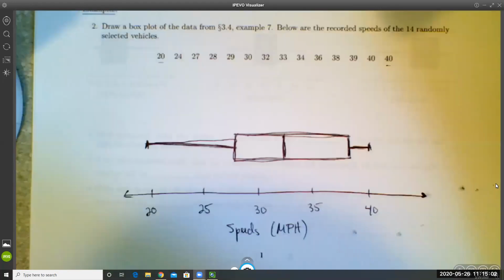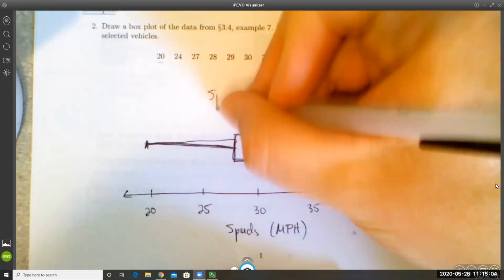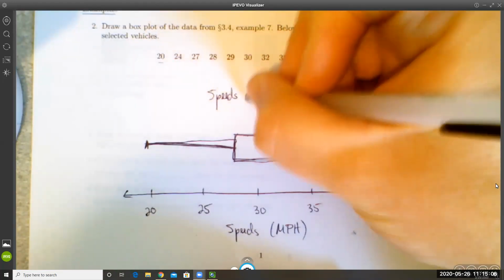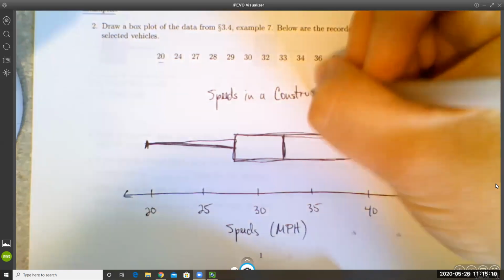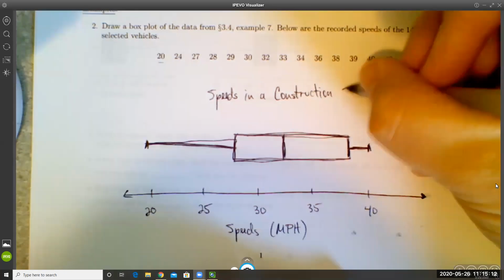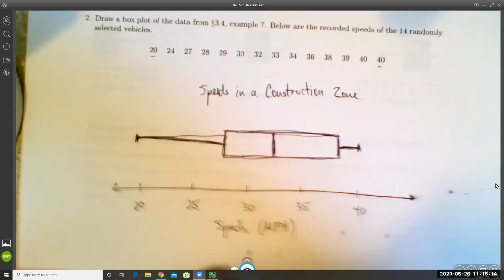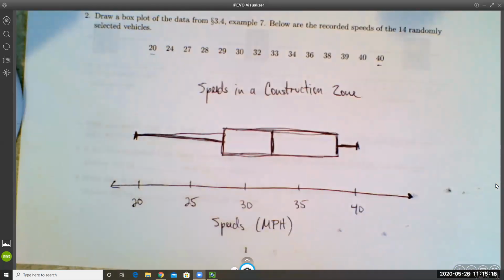We should give this a title, right? We could call this speeds in a construction zone. Okay, and that would be a good box plot. Okay.